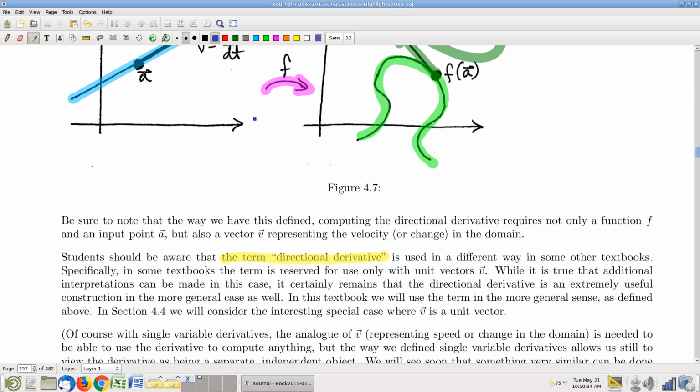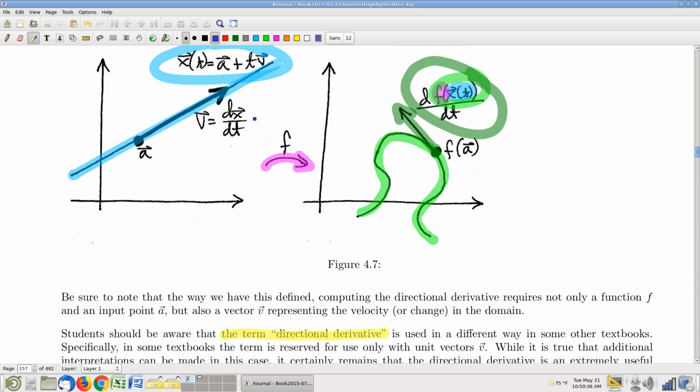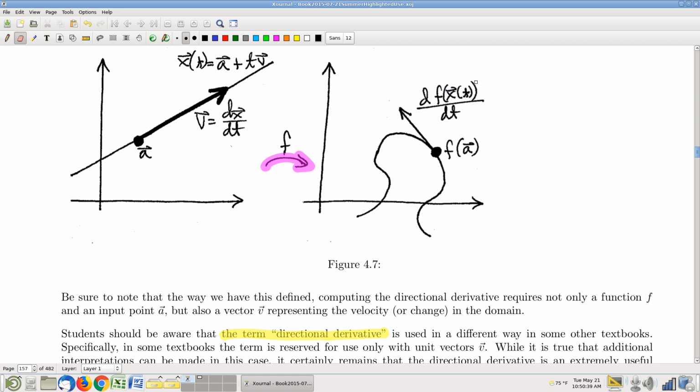Now before I go on, I wish this weren't true, but there is an inconsistency in how this term directional derivative is used. I'm defining directional derivative here the way I think most mathematicians use it. But there is a different use of the word that is used in some textbooks, including the textbook that Math 212 uses during semesters. So this is very weird.